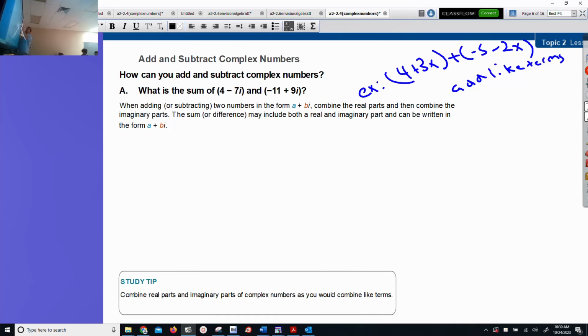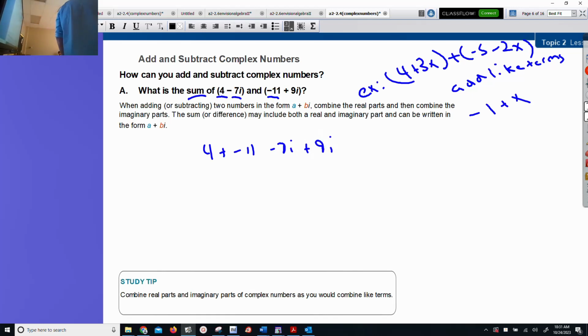So this would be -1 plus x? Or maybe x minus 1, however you write it. Is this going to be any different? Are you going to see the i and freak out? Probably. Some kids will. Some kids think it changes everything. Sum means do what? Add. So what is 4 plus -11? And then -7i plus positive 9i. Just group like terms and add them, please. -7 plus 2i.